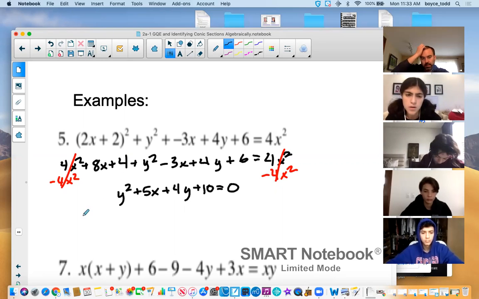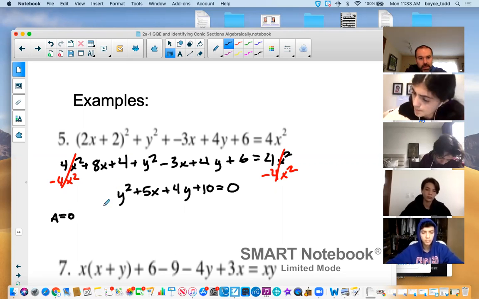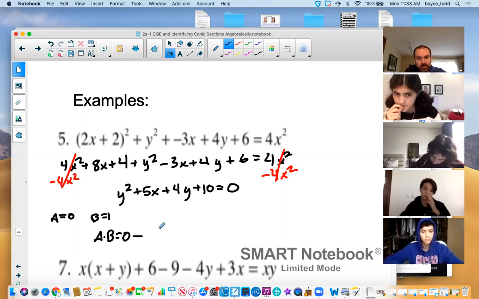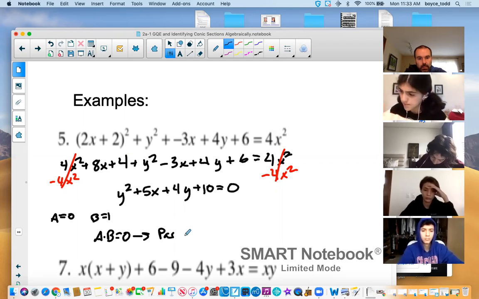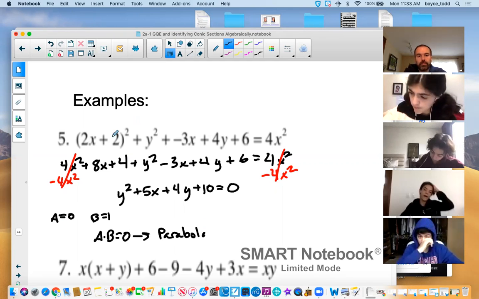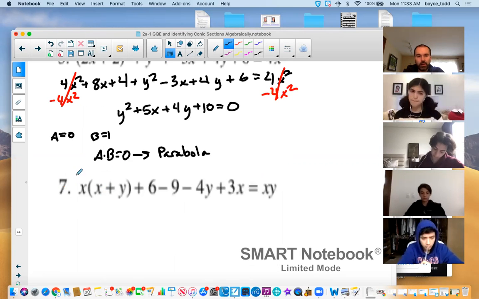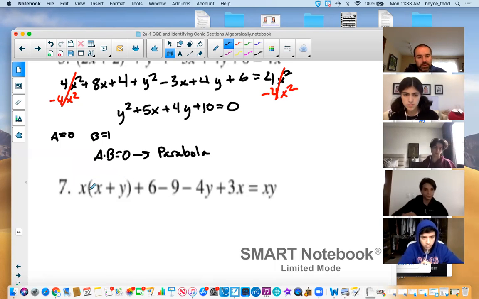Okay, so A is equal to 0, right? And then B is equal to 1. So A times B equals 0. So you know it's a parabola. Okay, so all you're doing here is simplifying so that you can figure out what has x squared or y squared, or what the coefficients are.